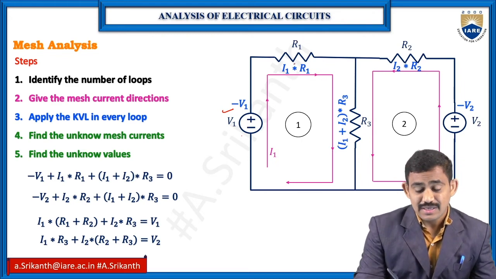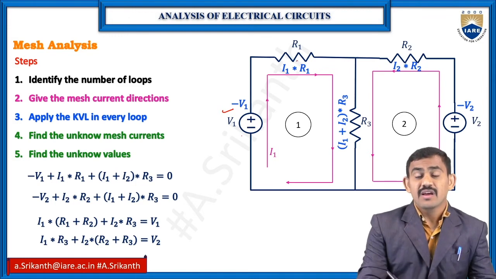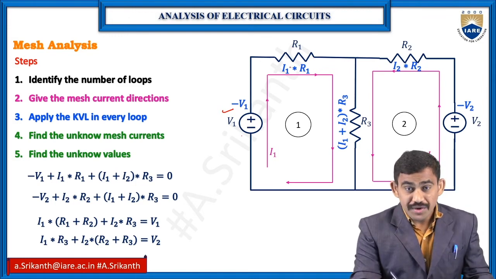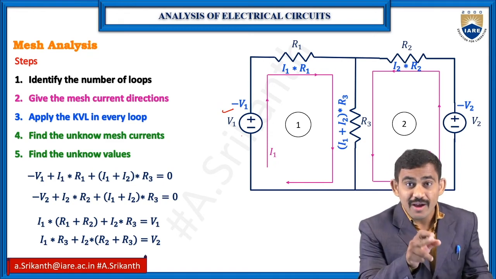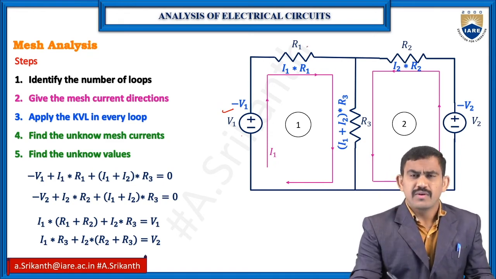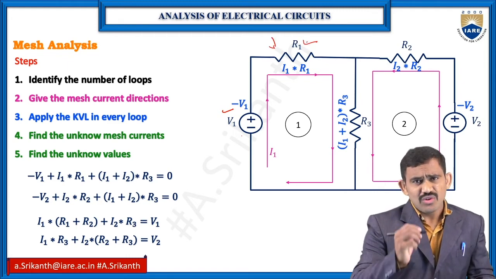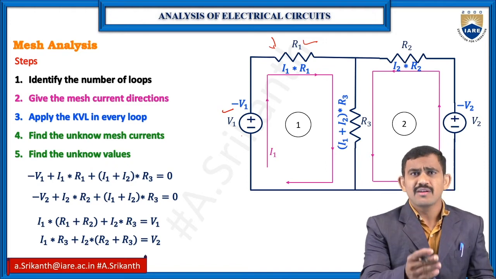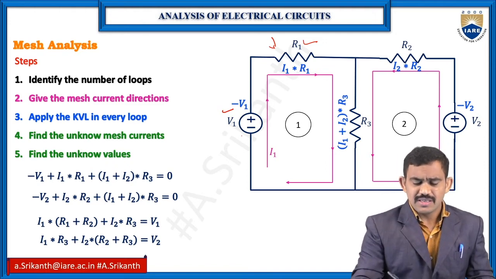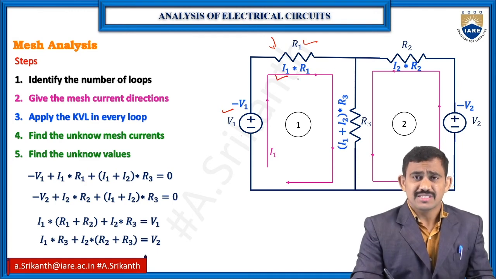When you have a single resistor, how many currents do we have? The voltage drop for this resistor depends upon your current. For this circuit, for R1 I have only one current, so no need to worry about it. That current is I1, so the drop is I1 into the resistor, I1 times R1.